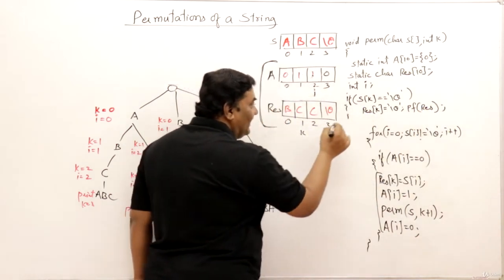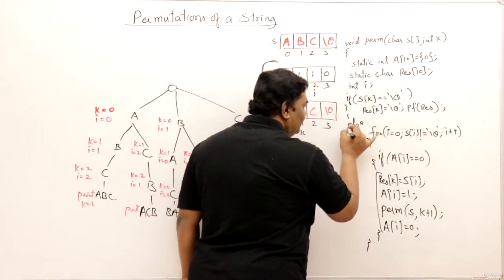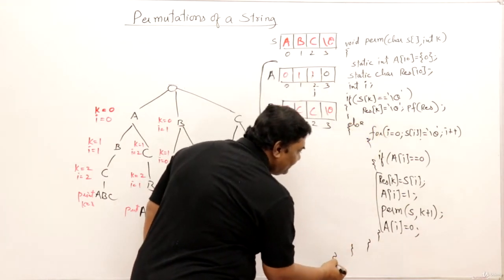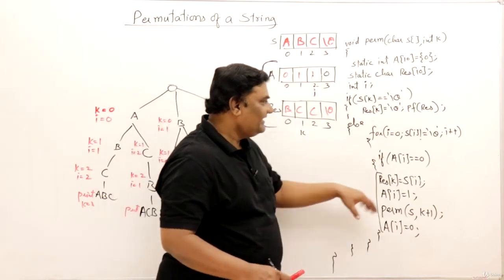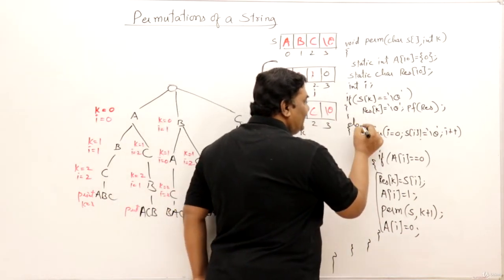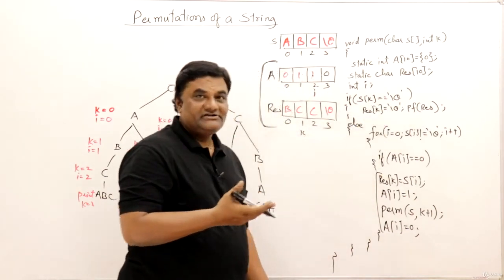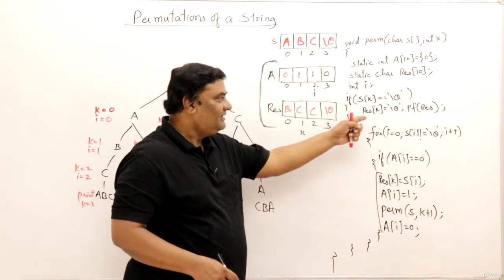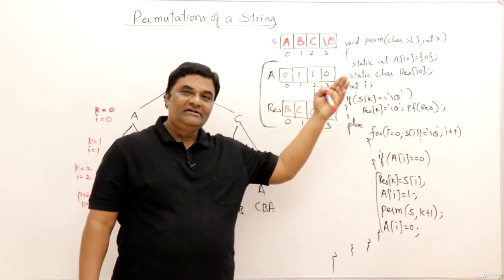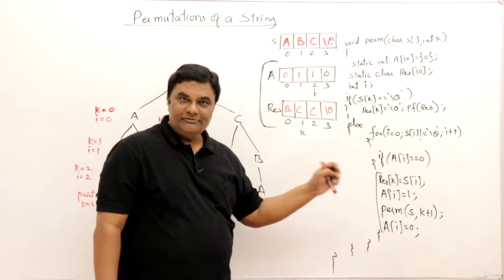Otherwise, if it is not null, then this whole thing should be done. So all this procedure is in the else part. When we have not reached null, do all this. If it has reached null, then print it. That I have written in the beginning. So this is the procedure.